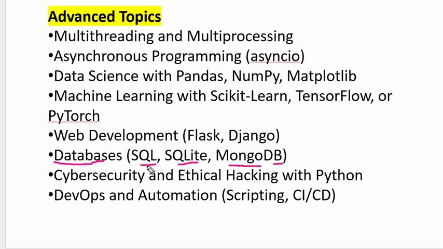I am explaining these things. Please support me. And there is cyber security and ethical hacking with Python. If anyone is interested in these topics, you can learn them. Next is DevOps, which covers automation, scripting and CI/CD, continuous integration and continuous deployment. If you have 3 to 4 years of experience, then you can learn DevOps, automation, scripting, and these topics. So these are the advanced topics.